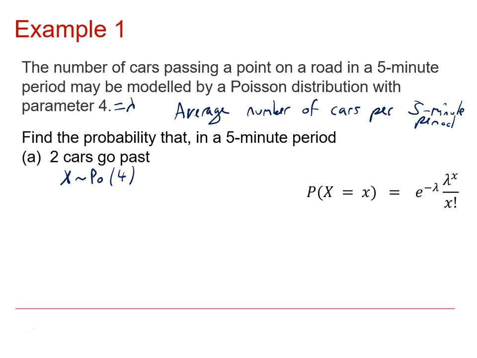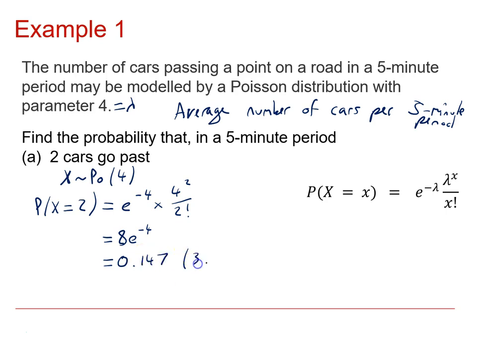We then need to use the formula. So the probability that x is equal to 2 is going to be e to the minus 4 times 4 squared over 2. Do a little bit of work. That is 8 e to the minus 4. That is lovely as a perfectly correct answer, but in statistics we normally need to round it. So pop that in your calculators. 0.147 to 3 significant figures.